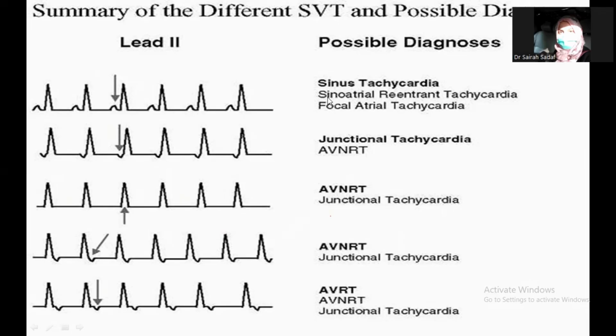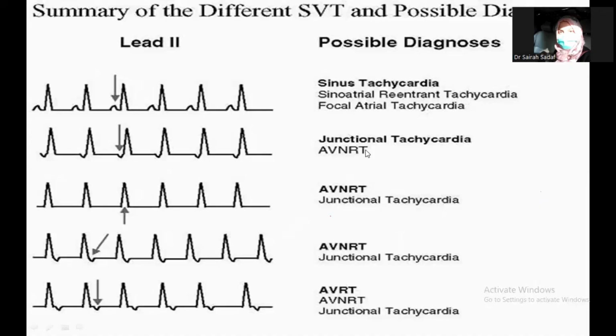But what are the different possibilities? It may be sinus tachycardia. It may be sinoatrial reentrant tachycardia. It may be focal atrial tachycardia. I will tell you what focal atrial tachycardia is, don't worry. And then junctional tachycardia. Now, you may have a P wave coming before the QRS complex, but it is inverted. So it may be junctional tachycardia or it may be AVNRT. Don't get scared of the name AVNRT, it's just SVT. So it may be junctional tachycardia or it may be SVT.